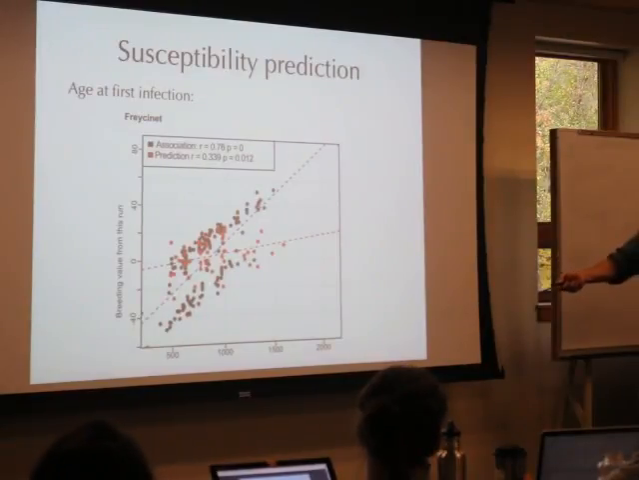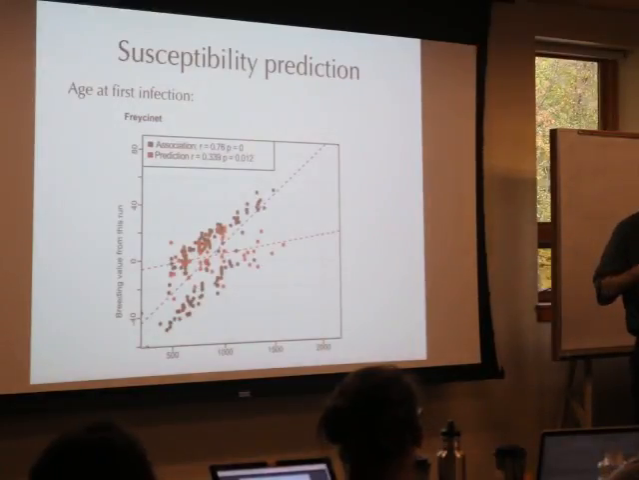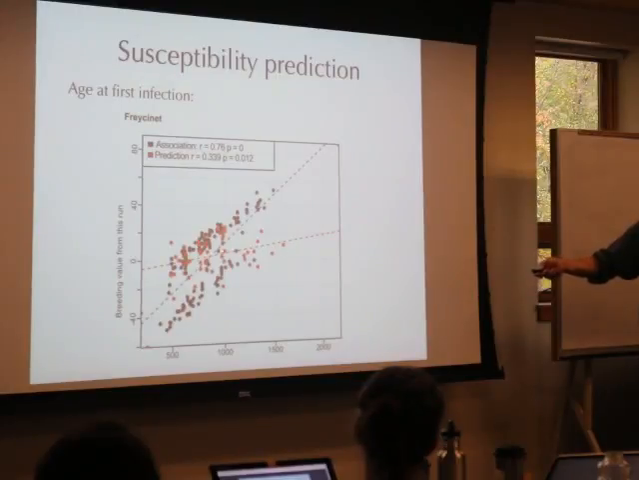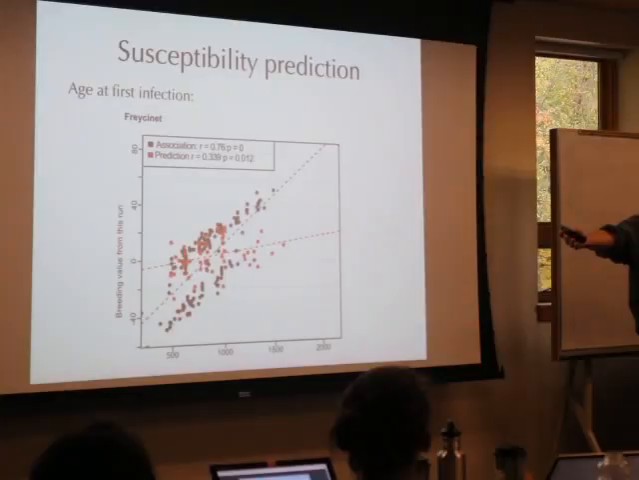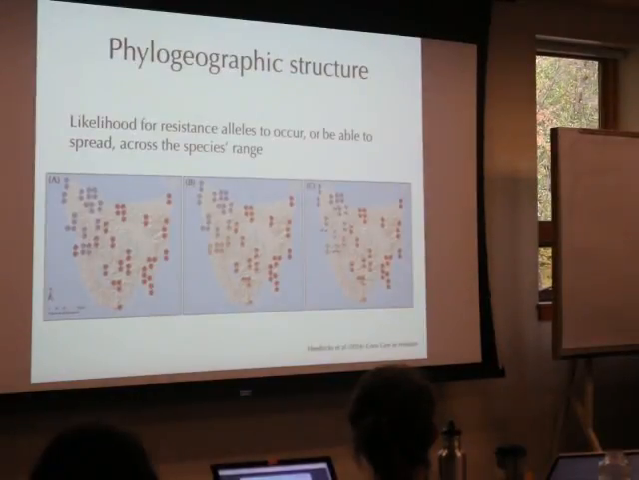The black dots are all the individuals that were used to fit the model relating genotype to phenotype, based on some populations. And then the red dots are another population of devils that was not used to fit the model, but where we tested the prediction across the species range.